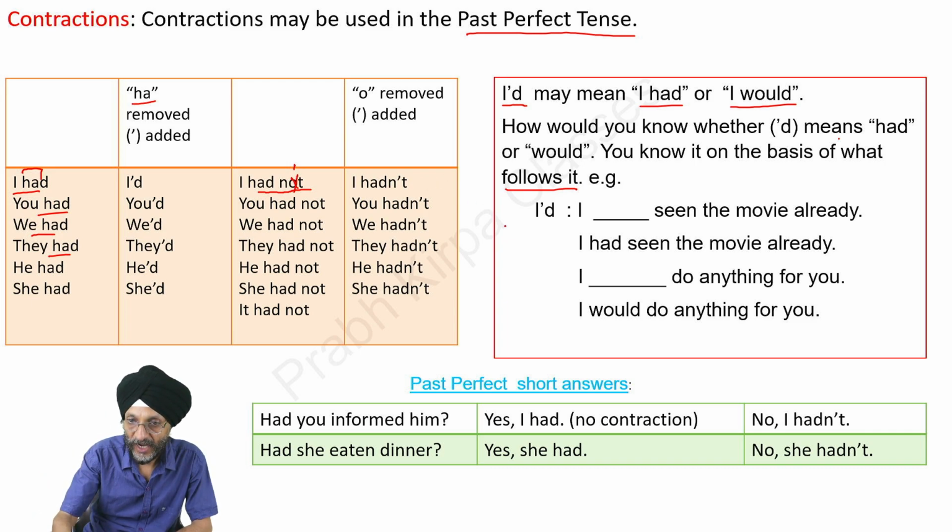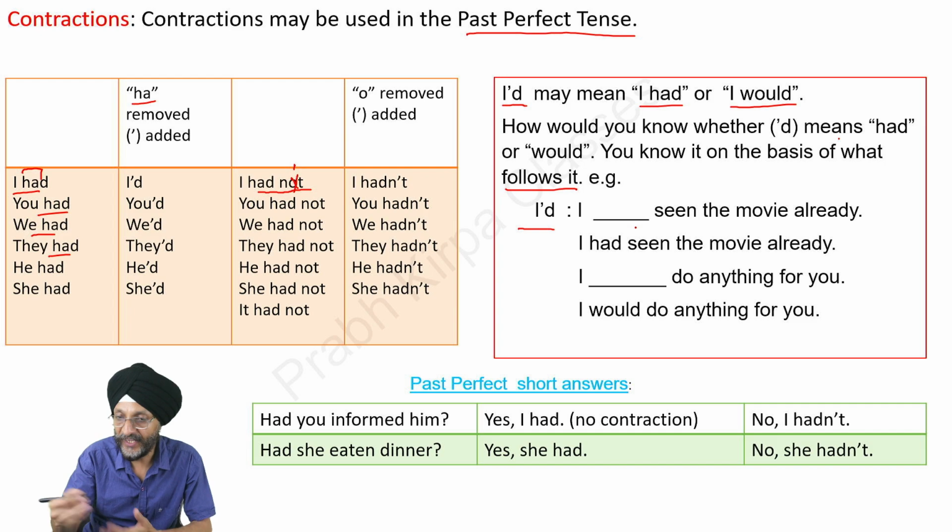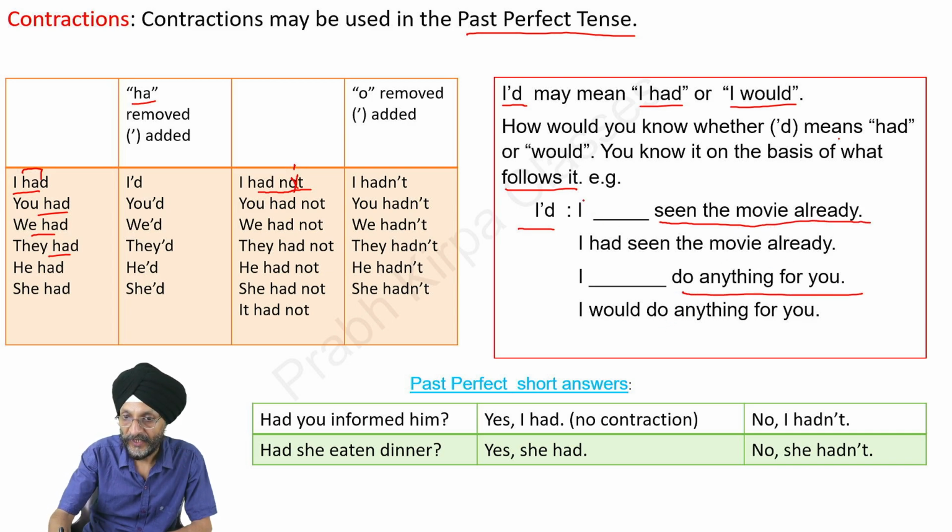For example, it may mean I had or it may mean I would. So we will understand the same from what is written after that. Here you will see, I'd seen the movie already. Here you will understand it means I had seen the movie already. In the next, I'd do anything for you means I would do anything for you.